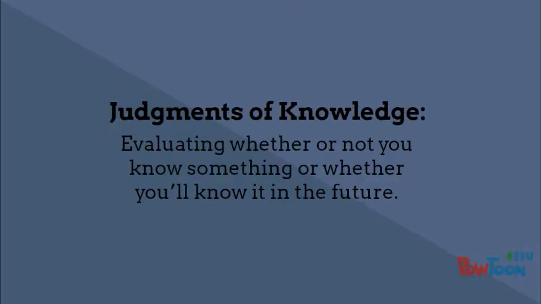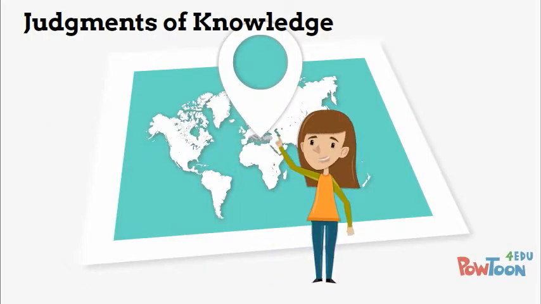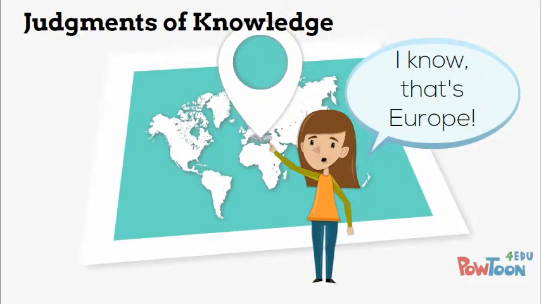Judgments of knowledge, defined, is evaluating whether or not you know something or whether you'll know it in the future. For example, when you see a pointer on a map, you can self-monitor and evaluate that you know it's pointed at Europe.